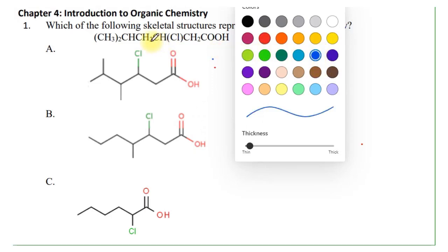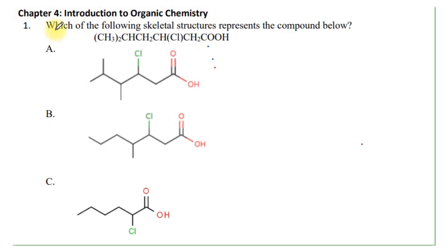Good morning, class. Today we are going to discuss the quiz for chapter 4 Introduction to Organic Chemistry, chapter 5 Hydrocarbon, and chapter 6 Benzene ring. So the first question: which of the following skeletal structures represents the compound below?